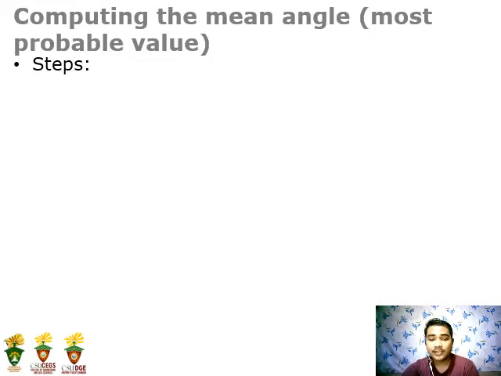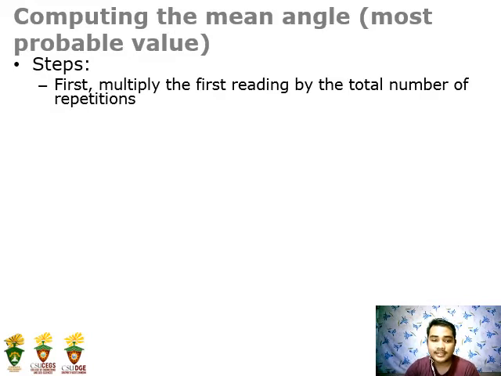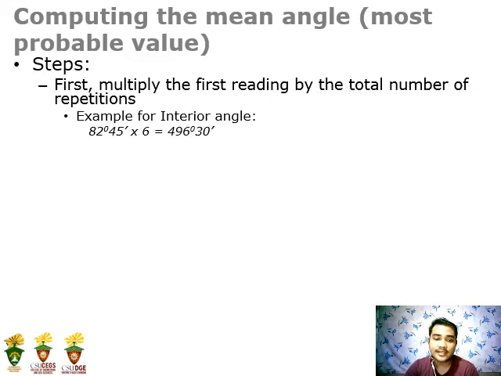So in computing the mean angle or the most probable value of the angle nga imong gigamit using repetition, here are the steps on how to get the mean angle. First step is you are going to multiply the first reading by the total number of repetitions. For example, for interior angle ganina, 82 degrees and 45 minutes times 6. So i-multiply nimo ang first reading sa total number of repetition.